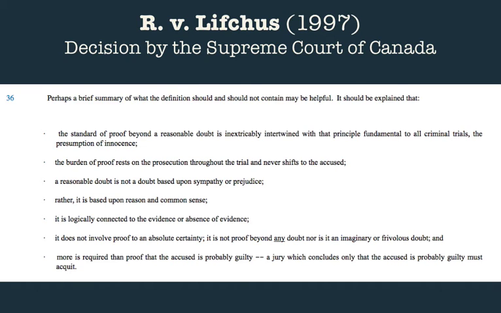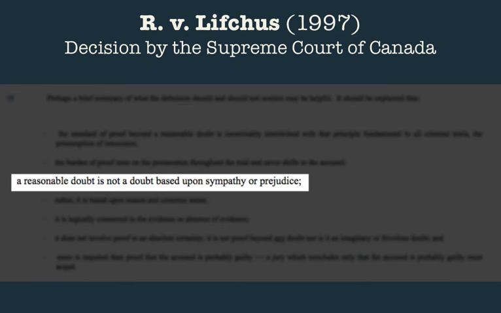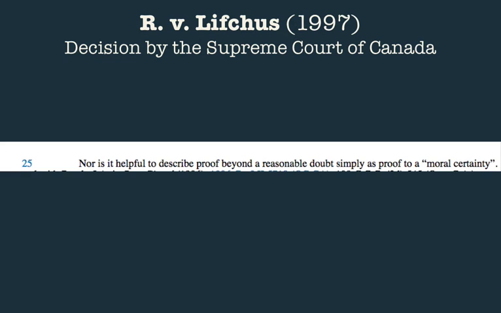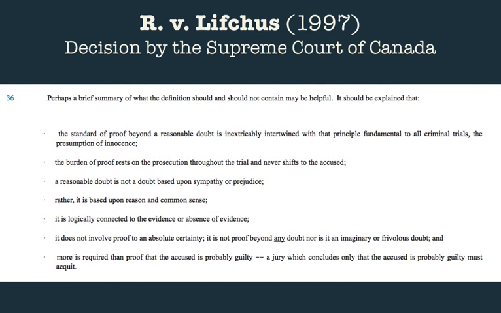The other line that stands out to me in this is, a reasonable doubt is not a doubt based upon sympathy or prejudice. This equates to moral certainty, which is stated in this case as not enough for conviction. So, according to the principles of R versus Lifchus, any she said, he said cases of alleged sexual assault can never meet the burden of proof. Or in other words, any she said, he said cases should never find themselves in a court of criminal law.